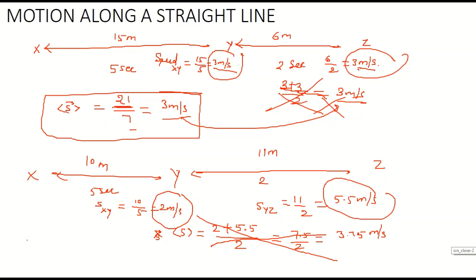So in this case, how will we calculate the average speed? The total distance how much? That is 21 again, 10 plus 11, right? And what is the total time? That is 7 seconds. That is equal to 3 meter per second again. So students, what are we getting? Starting it was moving with 2 meter per second, finally it was moving with 5.5 meter per second, but the average is 3 meter per second from x to z. It is not 3.75 meter per second. So I think it is clear to everyone.